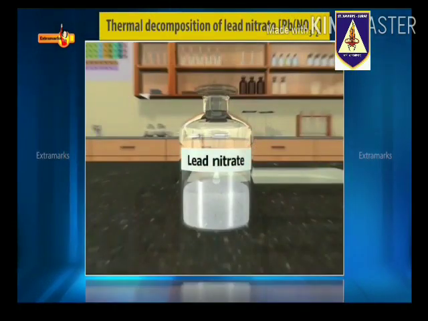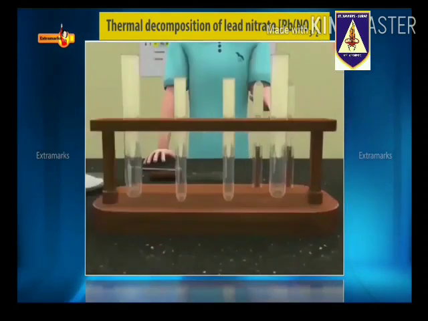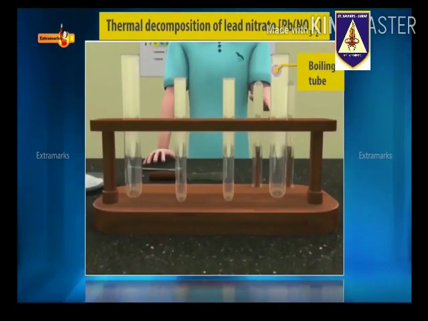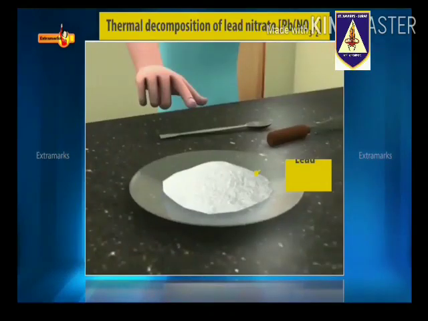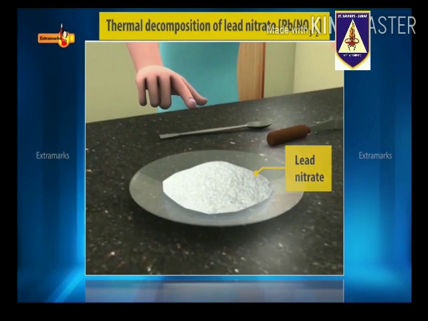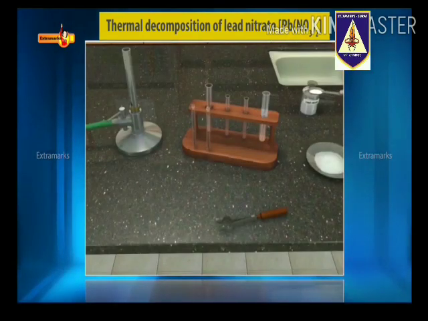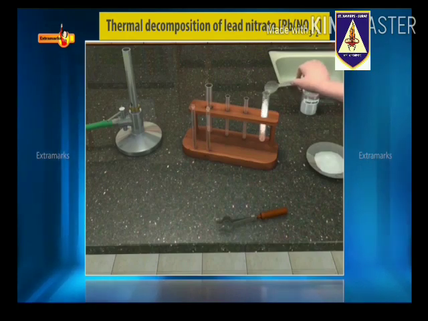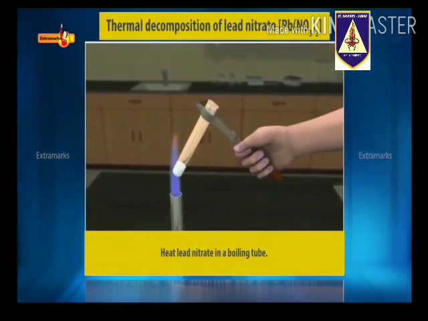For the decomposition of lead nitrate, we need a burner, boiling tube, spatula, and lead nitrate. Solid lead nitrate is white in color. Take a small amount of lead nitrate in a boiling tube. With the help of a test tube holder, heat the boiling tube on a burner.